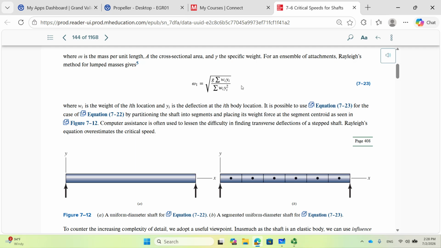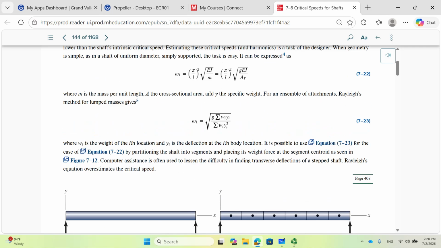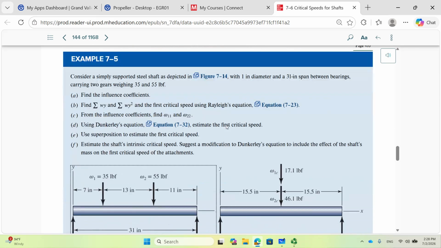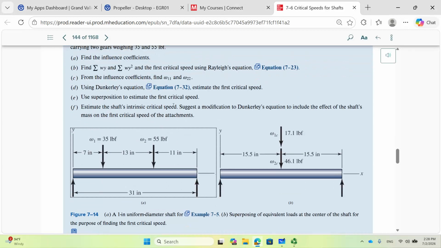Alright, so as you see, the key variable that we need to calculate to find the natural frequency is the Y's. We need to find the Y's. At first, I'm going to show you how we could use ANSYS to find these deformations.